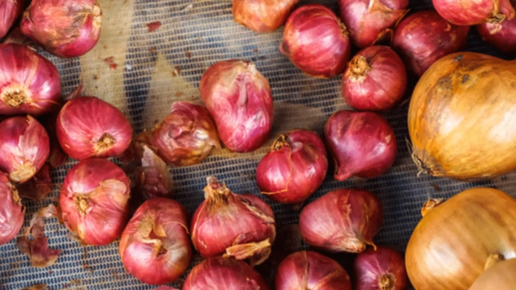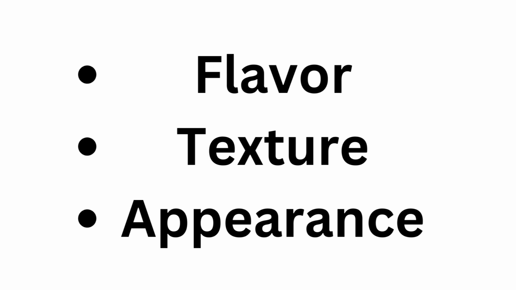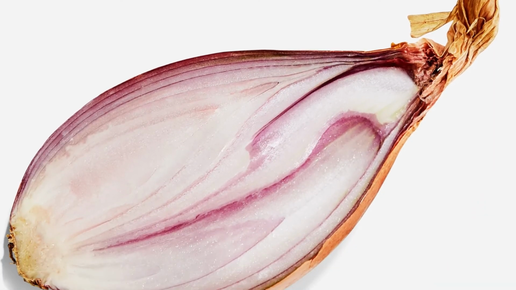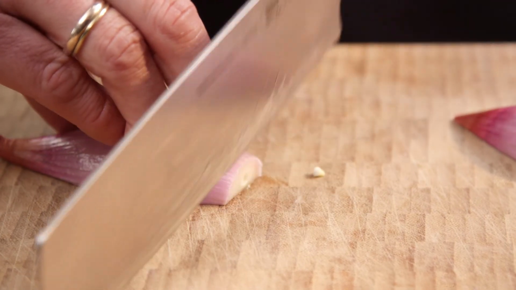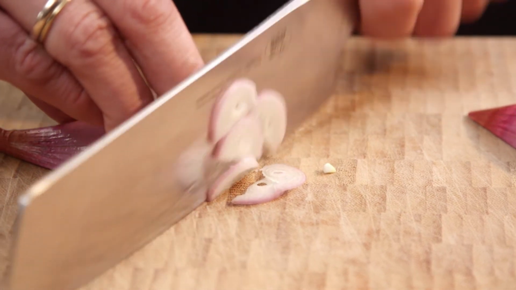So there you have it, a comparison of shallots versus onions. While they may look similar, these two ingredients have some key differences in flavor, texture, and appearance. Both shallots and onions are versatile ingredients that can add flavor and nutrition to your dishes. So the next time you're in the kitchen, consider using shallots or onions to add some depth and complexity to your cooking.